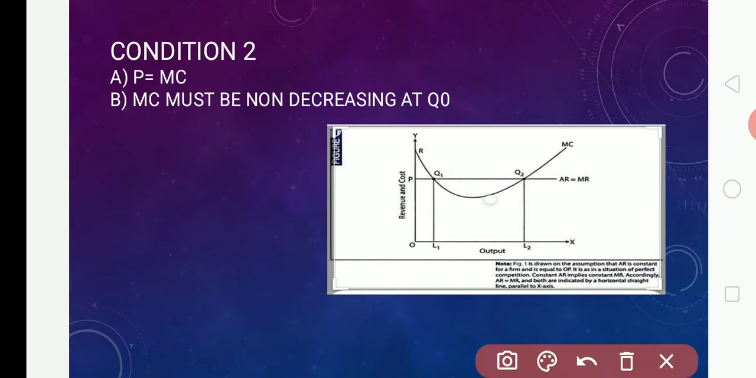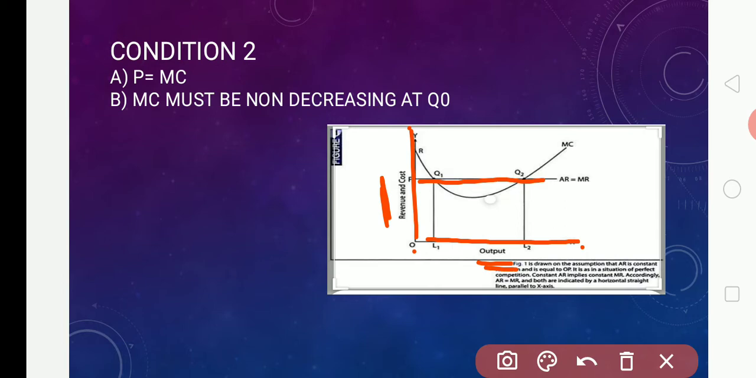Now in this diagram I'll be explaining. Here the OY axis indicates revenue and cost, and the OX axis indicates the output level of a firm. Concentrate on the diagram, then only you will be able to catch up. The OX axis indicates the output and the OY axis indicates the revenue and the cost.